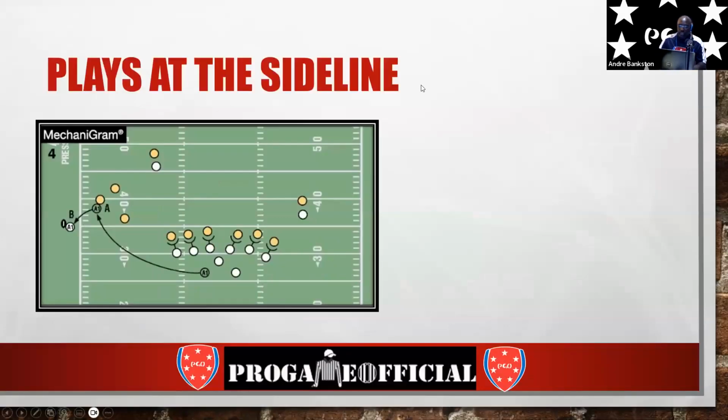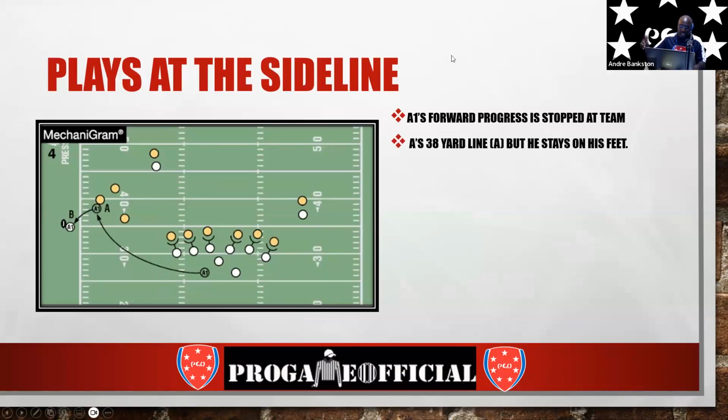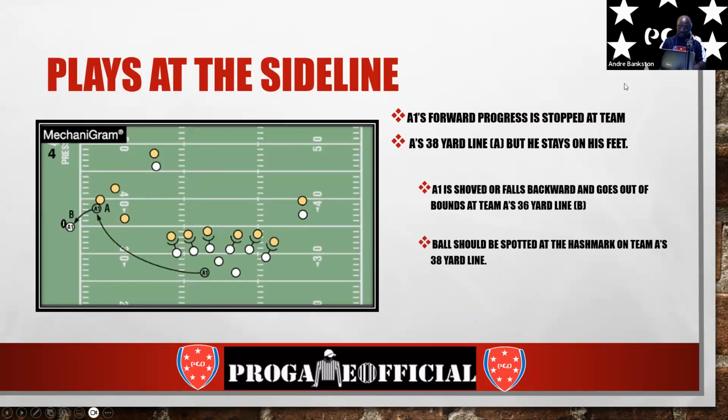All right. So again, let's look at the first possibility, and that is a runner getting driven backwards. A1's forward progress is stopped at team A's 38 yard line by B, but he stays on his feet. A1 is shoved backwards and goes out of bounds at the 36 yard line. So the ball should be spotted on team A's 38 yard line, because that's where he was before contact was made by B.